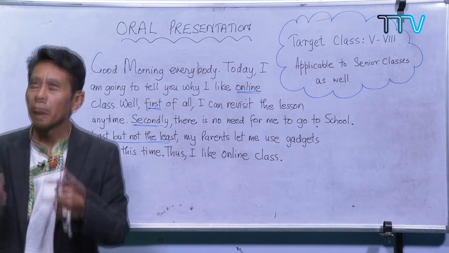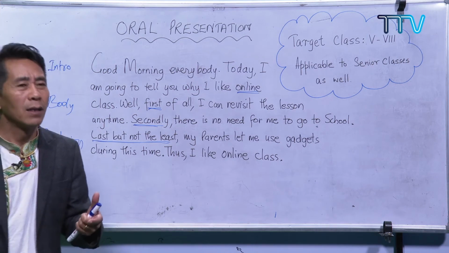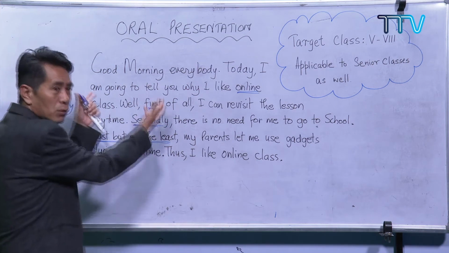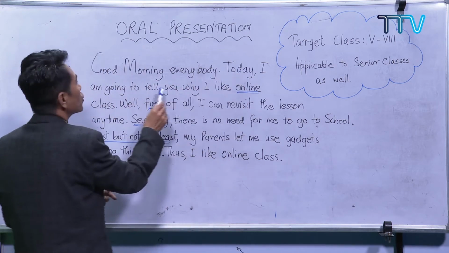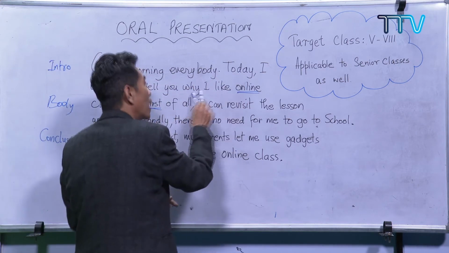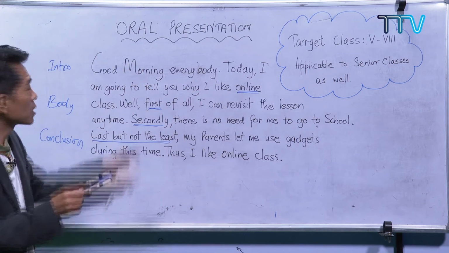Should I talk about my best friend? Should I talk about my place? Okay. Instead of doing it like that, you just write one paragraph with a proper topic sentence. Today I am going to tell you why I like... So this is a topic sentence. This is a good topic sentence.